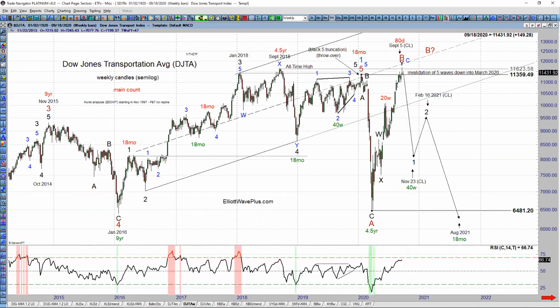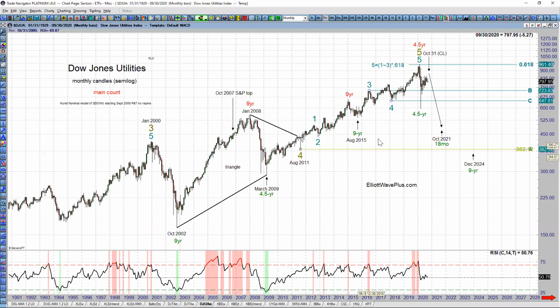Transportation, I think, is going to cool off here and move to the downside into November. Next, utilities, I suspect, will stay up through October, kind of as a flight to safety item, safe haven item. Well, the stock market maybe moves down into a similar time frame.